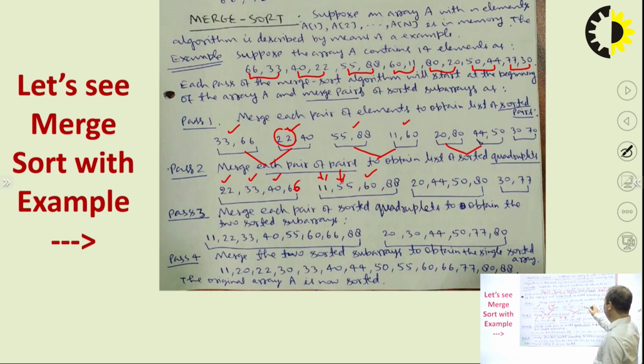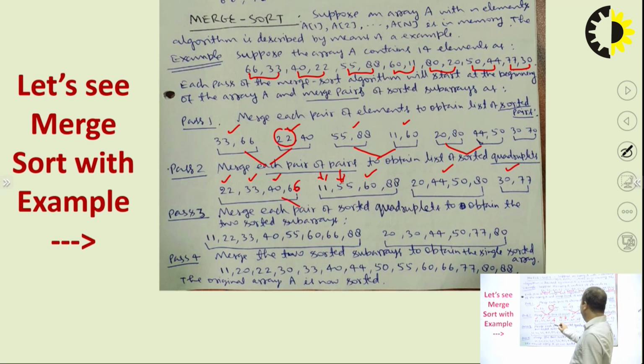This list has been finished. 60, we have 60. We will put it here. Then 88, means what do we do? We just compare the corresponding elements, right? And the value which will be lesser will be put into the resultant array. So by this way we get this list. Again we apply the same and we get this list. Since there is no pairing, this will be as such.